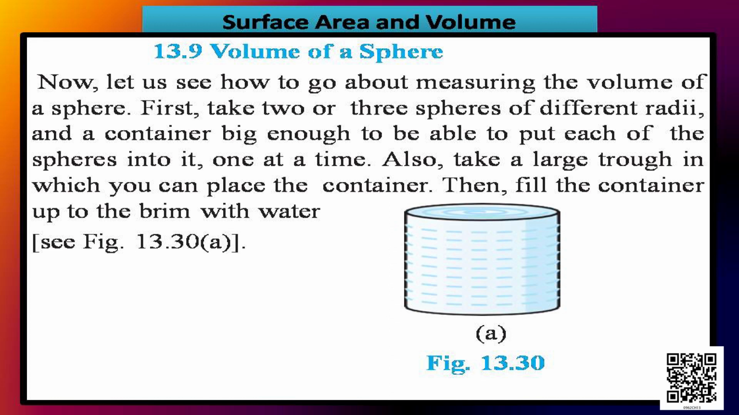Students, let us now discuss about the volume of a sphere. Now let us see how to go about measuring the volume of a sphere. First, take 2 or 3 spheres of different radii and a container big enough to be able to put each of the spheres into it one at a time. Also, take a large trough in which you can place the container. Then fill the container up to the brim with water. You can refer figure 13.30a.